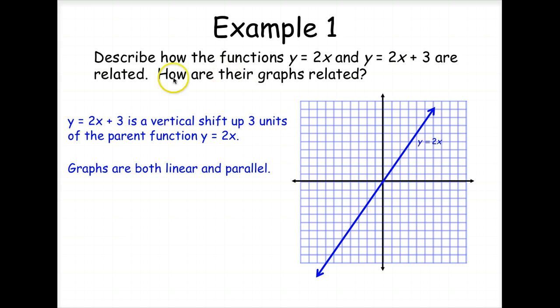So this one doesn't have a y-intercept, it's 0. So we're going to start at the origin and we're going to go up 2 over 1, and graph this one. This function, we're going to start at a positive 3 on the y-axis. And from that point, we're going to go up 2 over 1. Notice they're parallel.